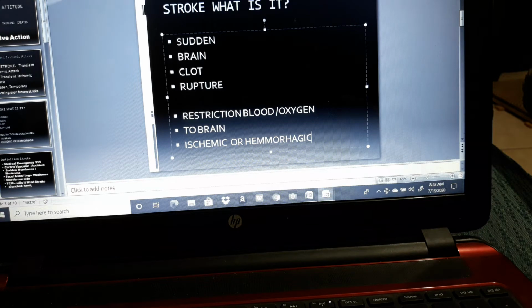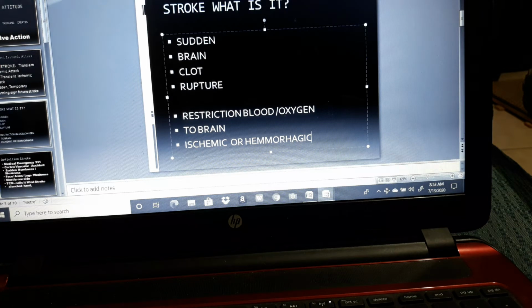Positive thinkers take positive actions. Today's topic is about stroke. This is going to be very simple, very straightforward, and very direct in preparation for any test or any reminder of defining a stroke.